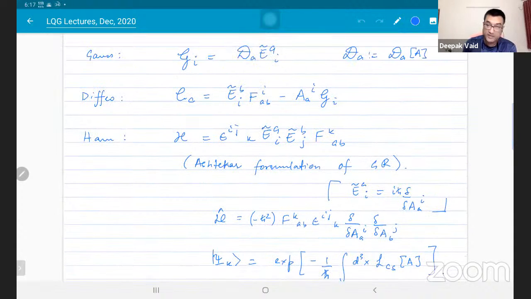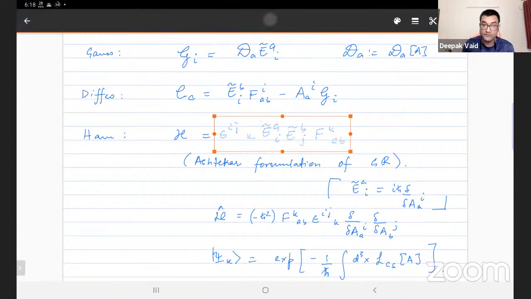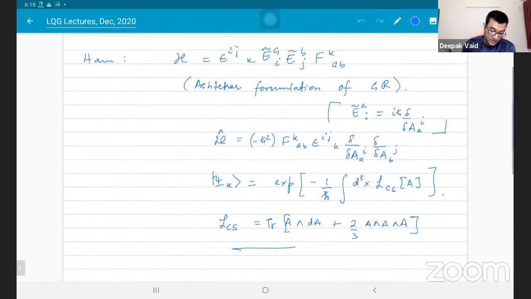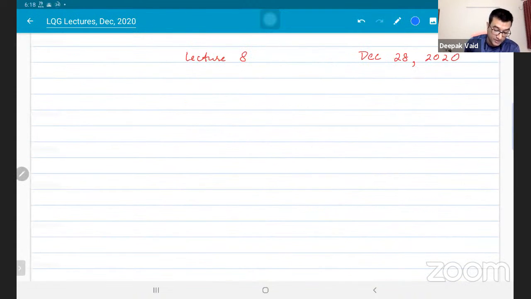So in these Ashtekar variables, this is the final form of our constraints. In particular, the Hamiltonian constraint now has a very simple form. It is quadratic in both the connection and in the co-triad. And so this is where we had stopped last time. Now, are there any questions at this point?